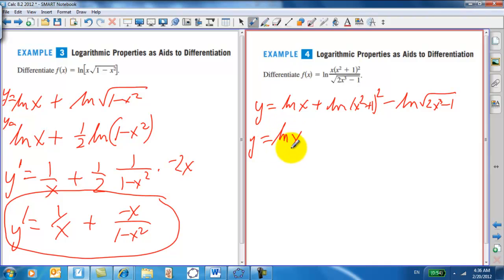Now, I'm going to use the power rule. Bring this 2 down in front. And as we said before, this is like a 1/2 power, so it's 1/2 natural log of 2x cubed minus 1.